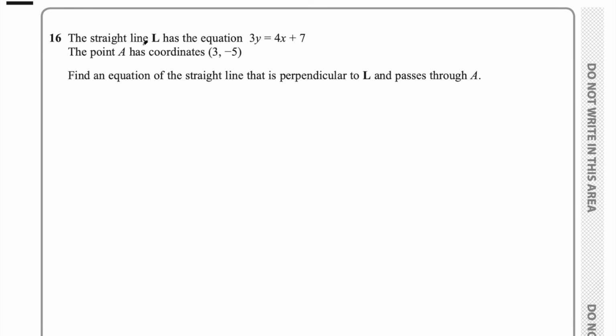Question 16 says the straight line L has the equation 3y equal to 4x plus 7. The point A has coordinates 3, negative 5. Find an equation of the straight line that is perpendicular to L and passes through A. A couple of things I want to do before I start this problem. I want to rewrite this equation here so that it is y equal to 4 on 3x plus 7 on 3. That might be the formula more familiar with.